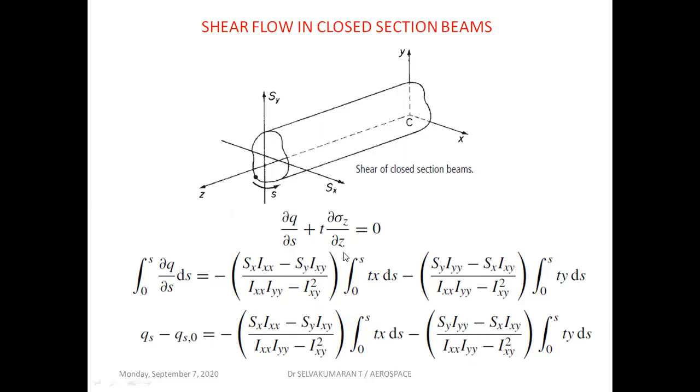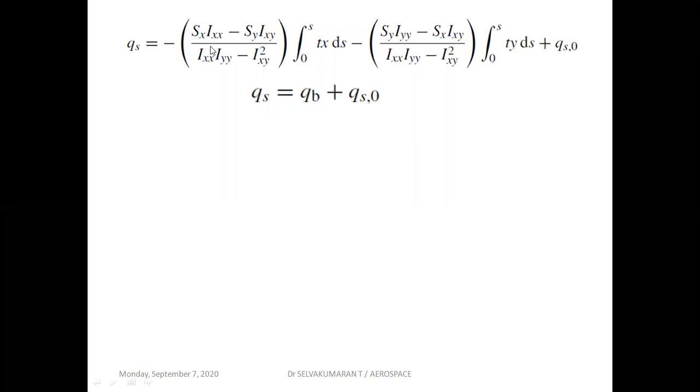Now this is a closed section. If you make a cut anywhere along the periphery of the thin walled closed section, the shear flow at the cut is an unknown value. Let qs naught be the unknown value we have taken here. Now this expression is valid for a closed section to determine the shear flow values. So qs naught is the unknown shear flow value, and we can write the expression like this.